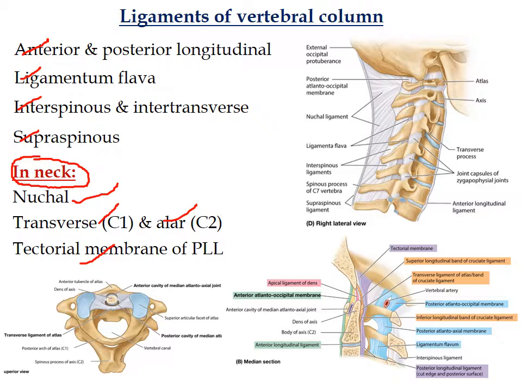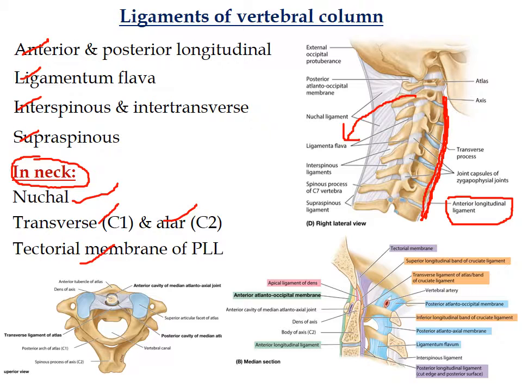Now, one by one. The anterior longitudinal ligament is situated on the anterior and lateral aspect of the vertebral body and intervertebral disc. So throughout the entire length of the vertebral column, you have that particular ligament. What's the main function? Very simple, it limits extension. You can see here, when the neck bends backward, this anterior longitudinal ligament is stretched. It means it limits the extension.